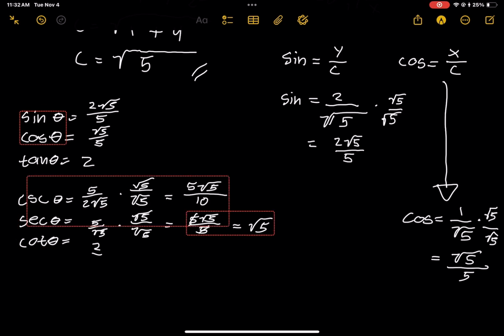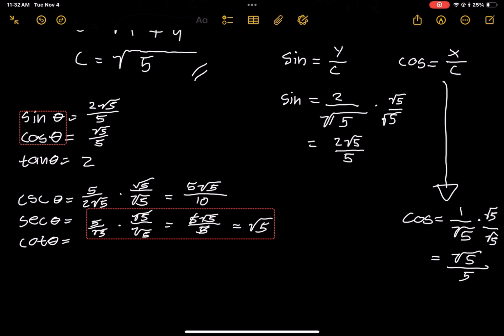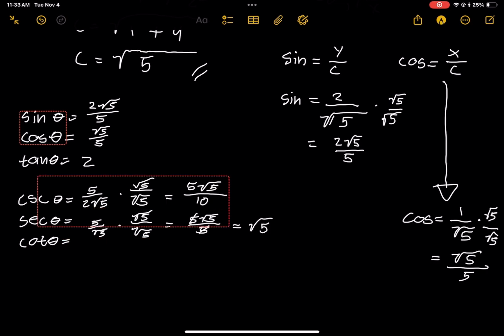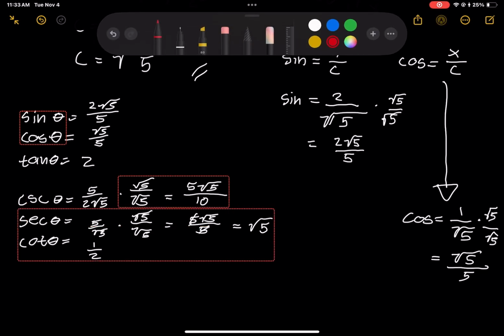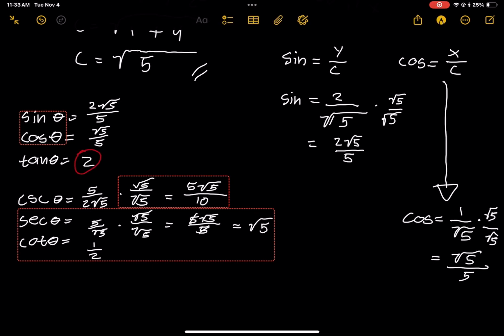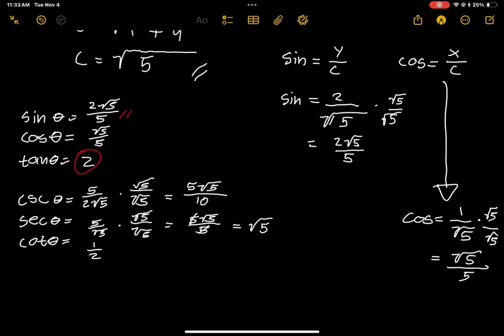Then moving on to the cotangent theta, the reciprocal value of 2 over 1 is 1 over 2. So therefore, the cotangent is 1 over 2. So from the value of tangent theta, which is 2, we have our sine, which is 2 square root of 5 over 5, cosine, which is square root of 5 over 5, cosecant, which is 5 square root of 5 over 10, secant, which is square root of 5, and cotangent, which is 1 half.